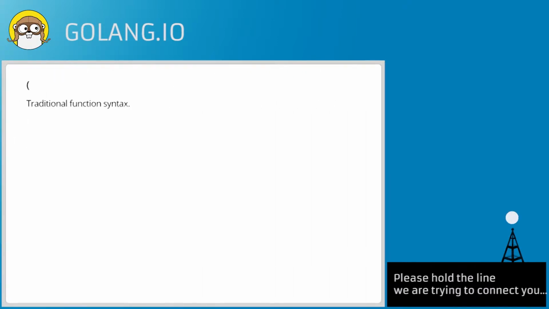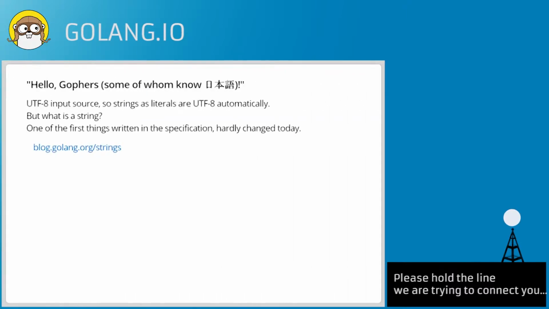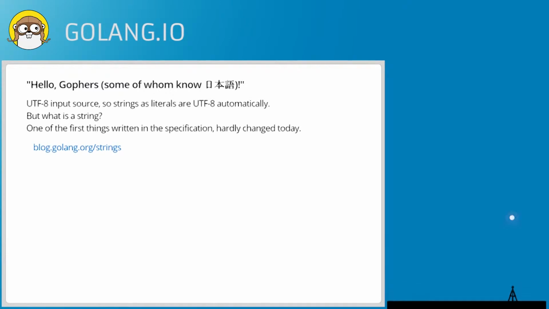Open paren, not much to say. Traditional function syntax, no messages, no function application with space. It's just old school open paren. Then we have a string. Now, I picked a string here with some Unicode characters in it. That says Nihongo, Japanese language. Pardon my pronunciation, Japanese gophers.